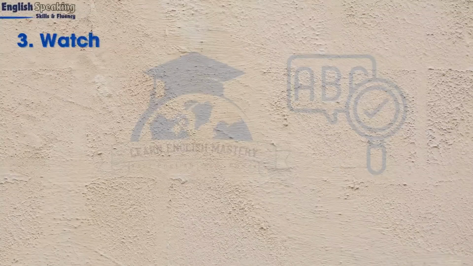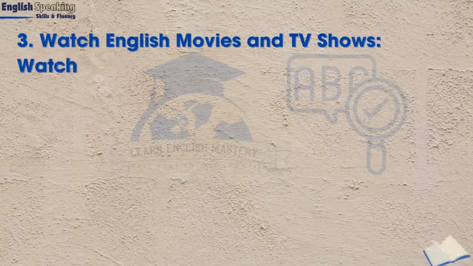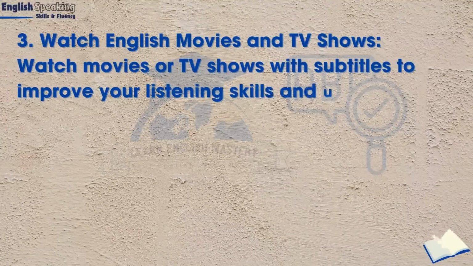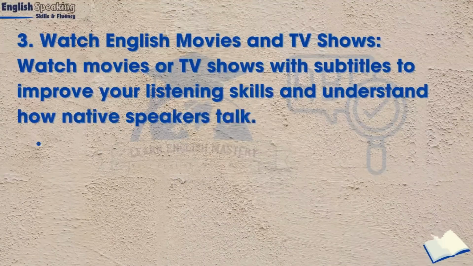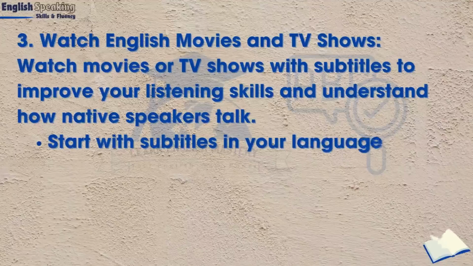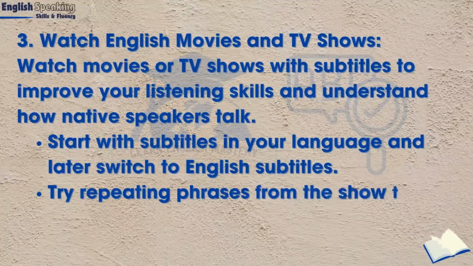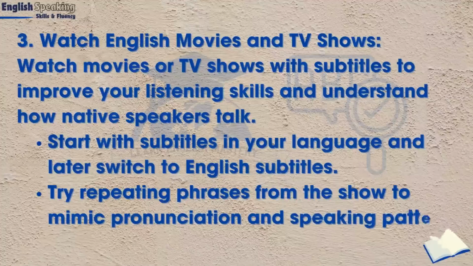3. Watch English movies and TV shows. Watch movies or TV shows with subtitles to improve your listening skills and understand how native speakers talk. Start with subtitles in your language and later switch to English subtitles. Try repeating phrases from the show to mimic pronunciation and speaking patterns.